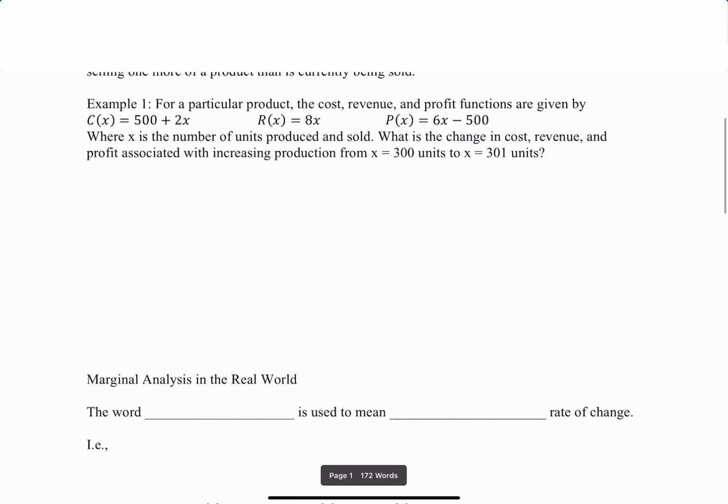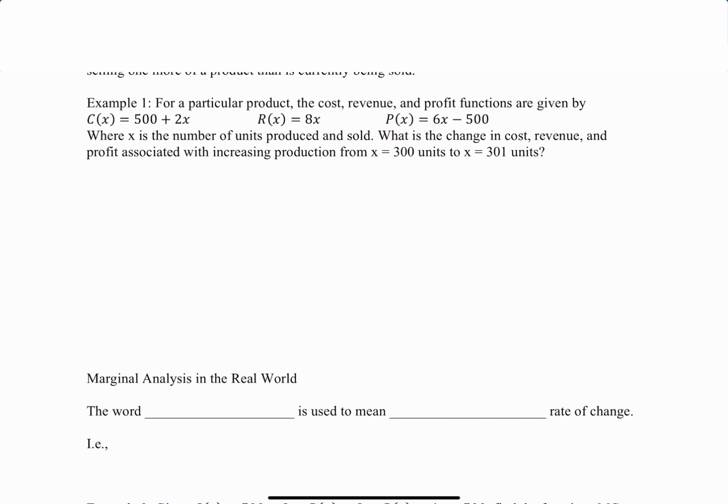Let's say for a particular product, the cost, revenue, and profit functions are given by C of x equals 500 plus 2x, R of x equals 8x, and P of x equals 6x minus 500, where x is the number of units produced and sold of the product. We want to figure out what's the change in cost, revenue, and profit associated with increasing production from, for example, x equals 300 units to x equals 301 units. So that's what we're talking about with this marginal stuff. If you increase the number of units by 1, what happens to these other functions?